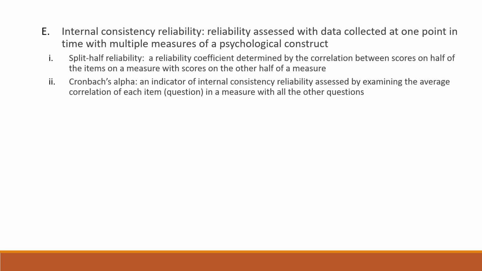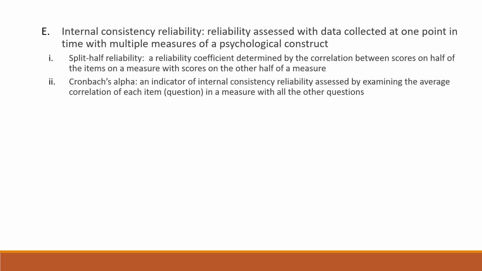First is split half reliability, which is a reliability coefficient determined by the correlation between scores on half of the items on a measure with scores on the other half of a measure. This could be odd questions versus even questions, or the first half of a test versus the second half of a test, depending on how the test is split up and how similar the questions are to each other. If questions 5 and 6 are very similar and 7 and 8 are very similar, then it might be good to do odds versus evens so you're comparing apples to apples and not apples to oranges here.